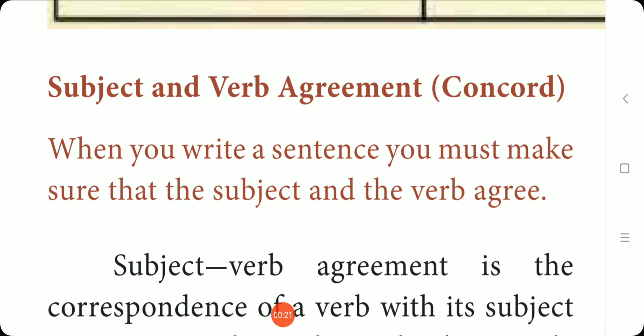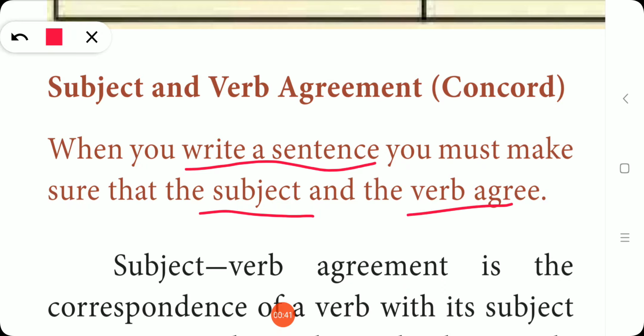We have learnt subject verb agreement from our lower classes itself. What is meant by subject verb agreement is, when you write a sentence, you must make sure that the subject and the verb agree. There should be an agreement between the subject and the verb. It is nothing but when the subject is singular, the verb should also be singular. When the subject is plural, the verb should also be plural. This is the agreement between the subject and the verb.